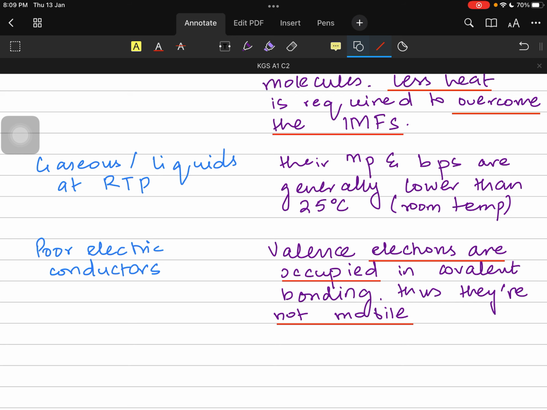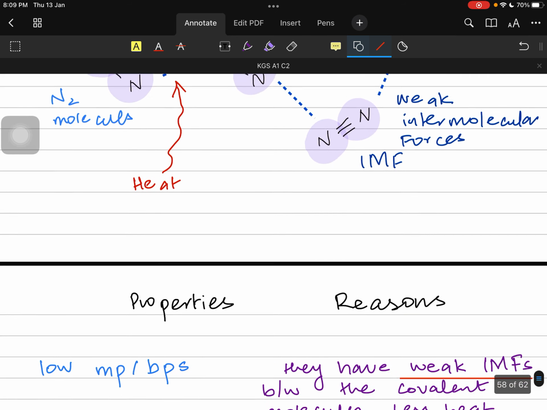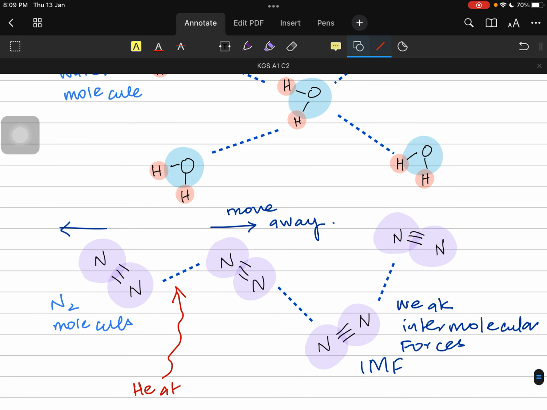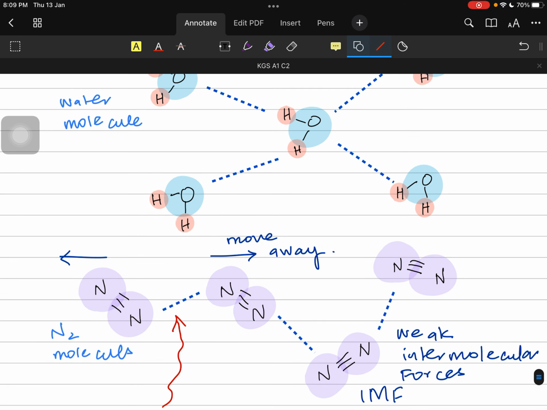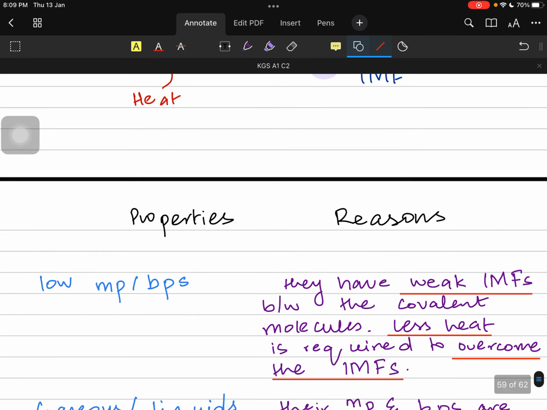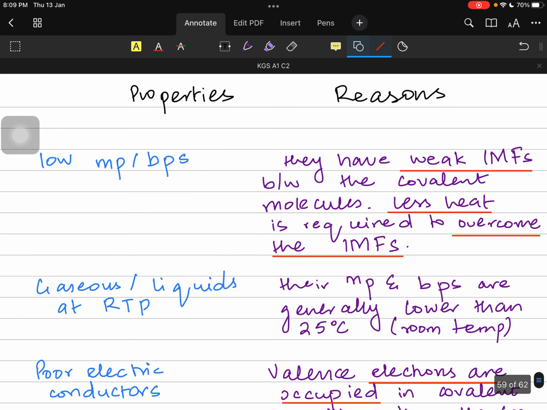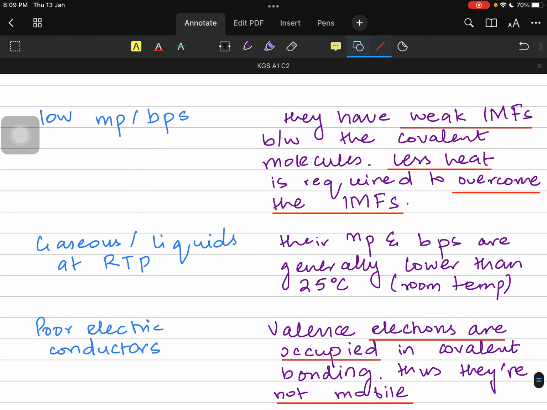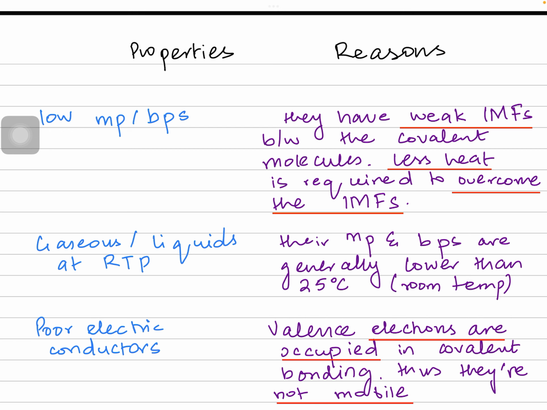So this video largely talks about how simple covalent molecules have weak intermolecular forces between them. It's not electrostatic attraction, it's weak intermolecular forces. And that is why these molecules have low melting and boiling points, because the forces can be overcome really easily. They normally have melting and boiling points even lower than 25 degrees Celsius. Their valence electrons are already occupied in covalent bonding, so they're not free to move. This video helps us to remember the properties of these substances.